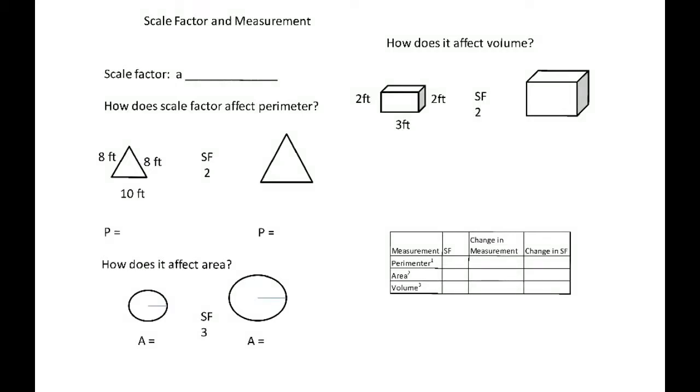Today we are going to talk about scale factor and how it affects measurement of figures. The first thing that I need you to do is take your foldable and cut it down the middle so that you have these triangles on one half and the prisms on the other half. Once you have done your cutting, I want you to glue the triangles on the left side of your composition book, the prisms on the right hand side of your composition book.